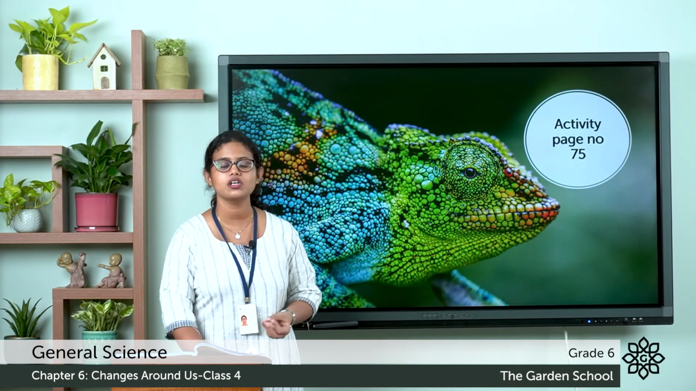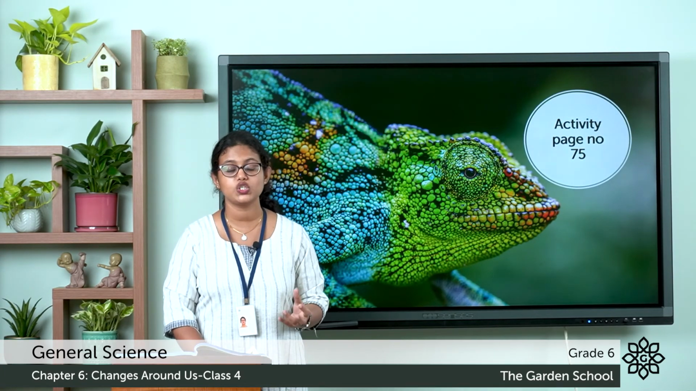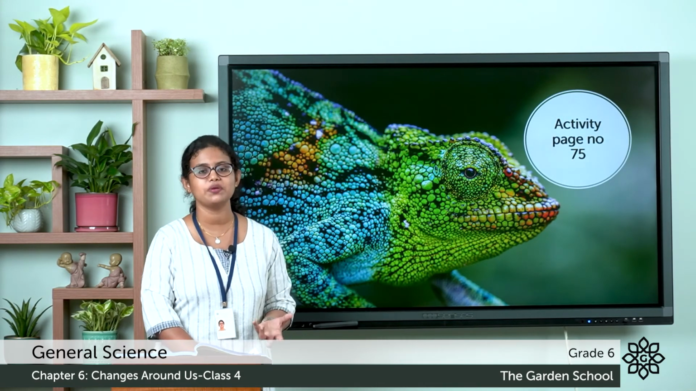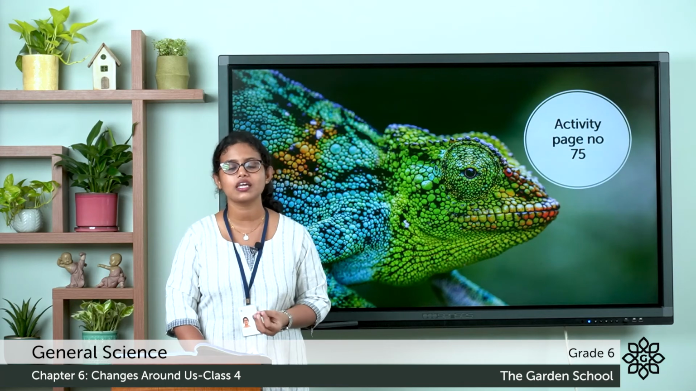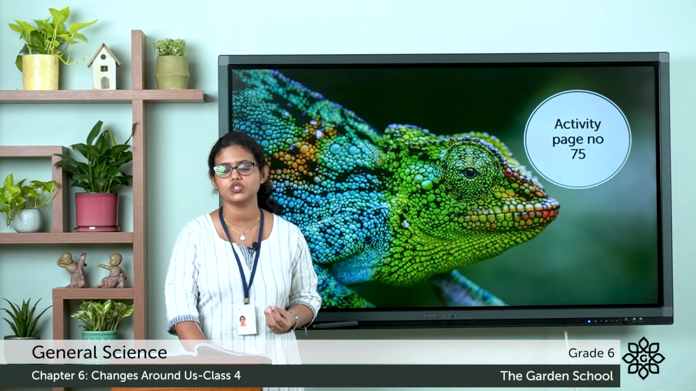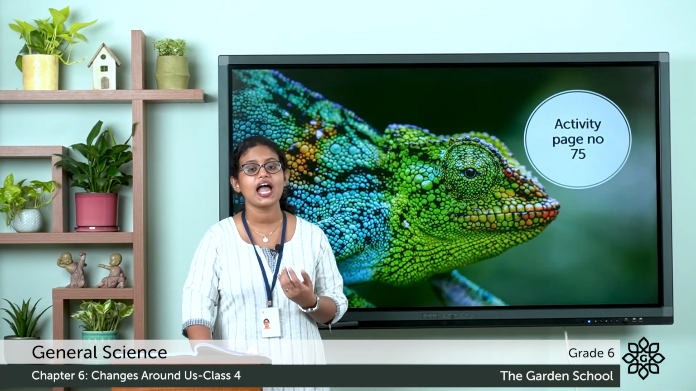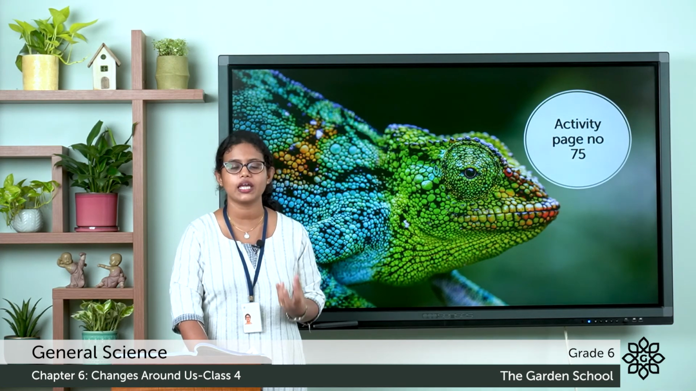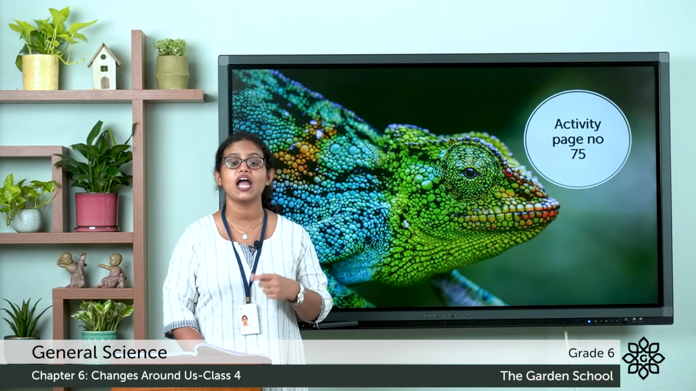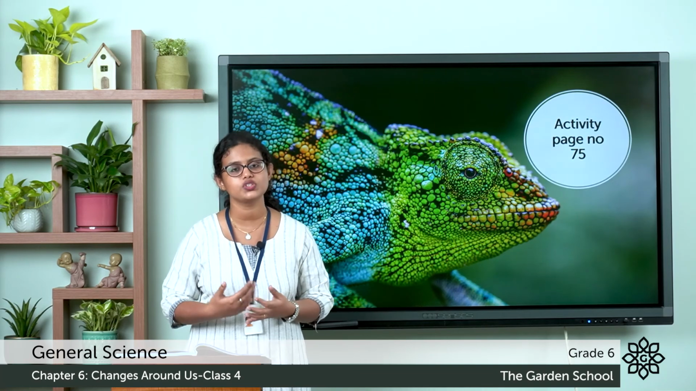Then we discussed irreversible changes, changes that cannot be reversed or undone. Then we discussed physical and chemical changes. In a physical change, only the physical properties change, which is mostly reversible, and it is a temporary change. In a chemical change, the chemical properties of a substance change, and it is a permanent change and a new substance is formed. These are the different types of changes.